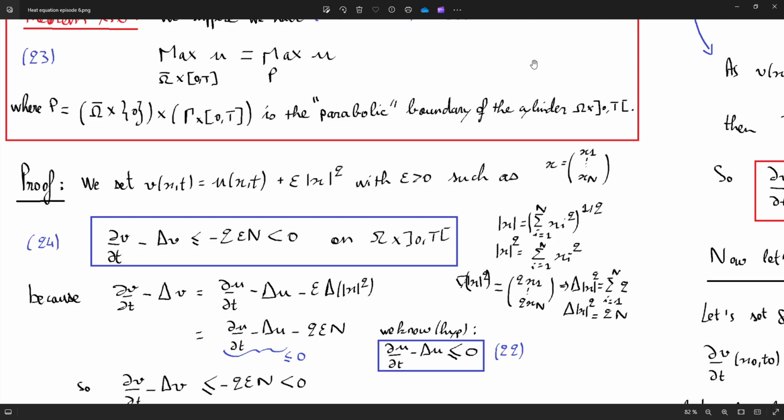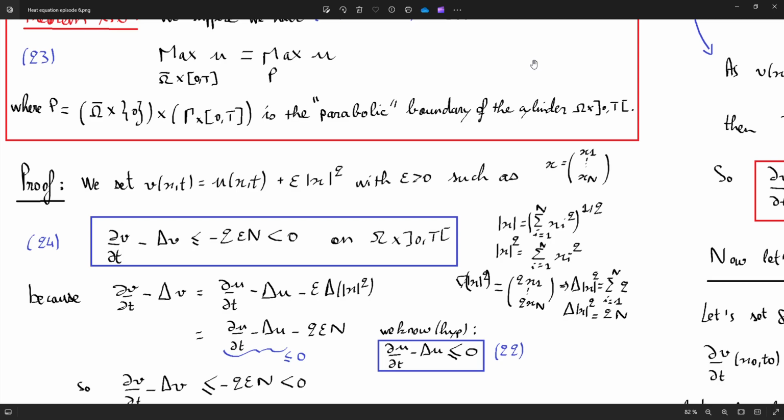How do we obtain this? We have this inequality on omega times 0, T. Because the derivative of v with respect to time minus the Laplacian of v equals the derivative of u with respect to t minus the Laplacian of u minus epsilon times the Laplacian of the norm of x squared, which is equal to the partial derivative of u with respect to time minus the Laplacian of u minus 2 epsilon n.